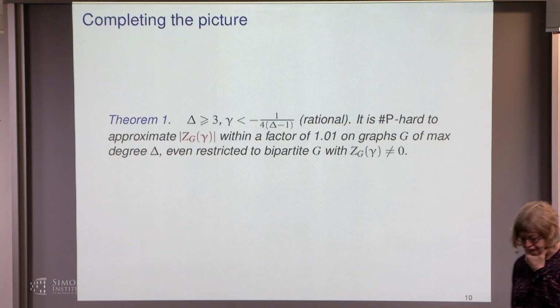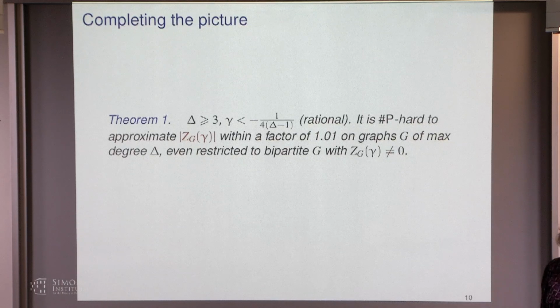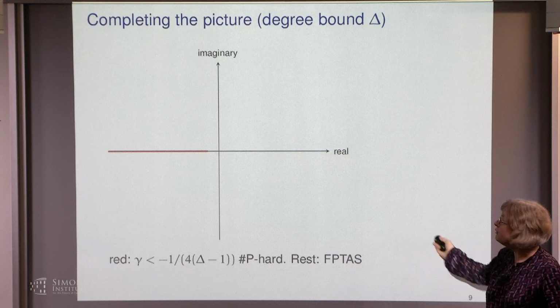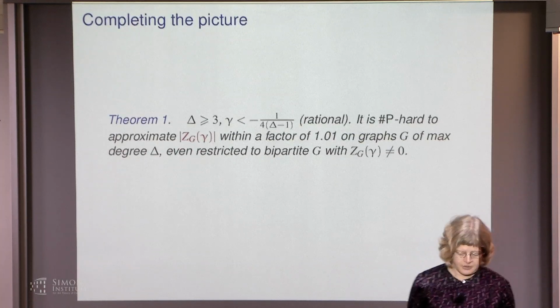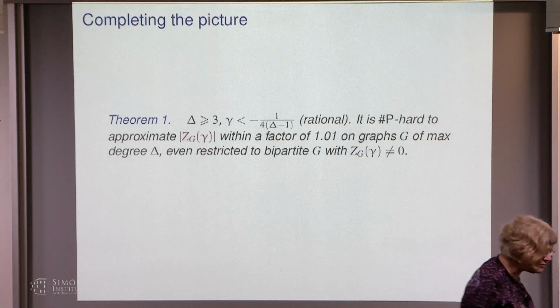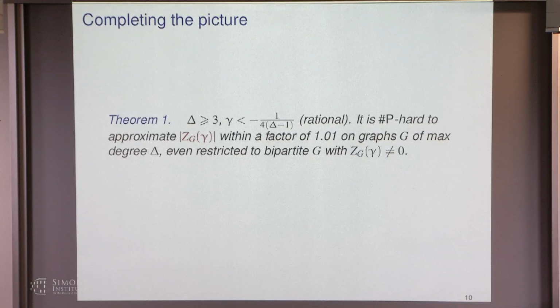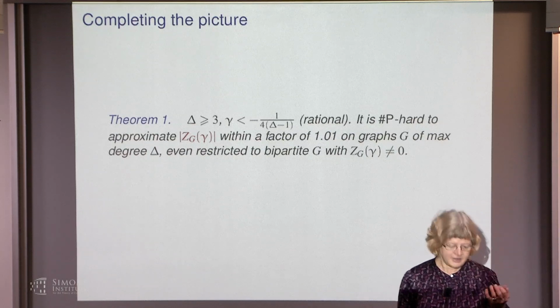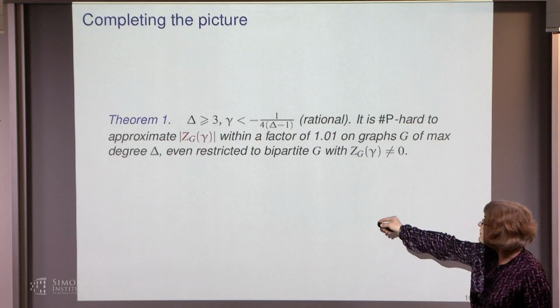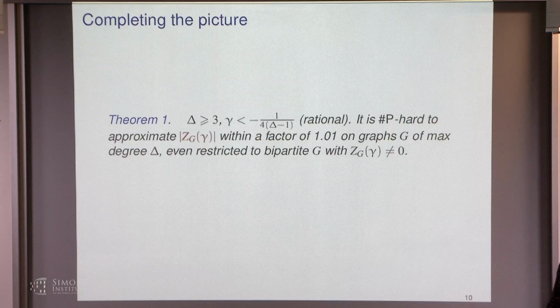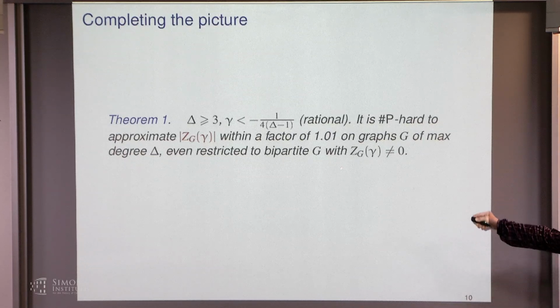I want to say a little bit more about what it means to approximate a complex number. What do I mean by approximated? We mean a few things. One thing that's number p hard is approximating, and here we're on the negative real axis, so this is a real number, the absolute value of the polynomial within a factor of 1.01. So getting within 1.01 of the right answer is number p hard.